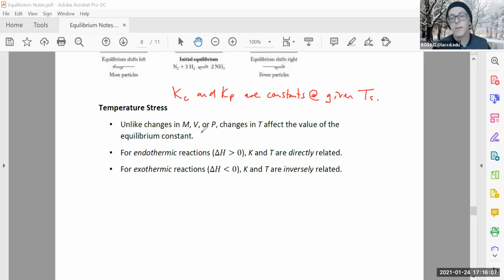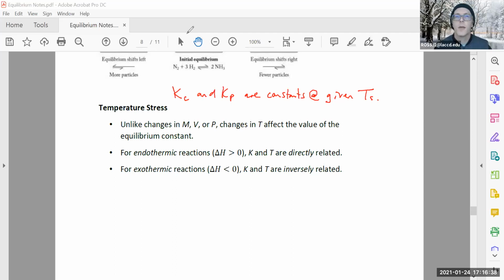And it's unique as a stress. So if you alter the pressure, you will have a dynamic change from K to Q, but you'll always go back to the original K. You change the temperature, you'll adopt a brand new K because it's temperature dependent. And this is one of the reasons why, it's not the only reason, but it's one of the important reasons why temperature in biology is so important.